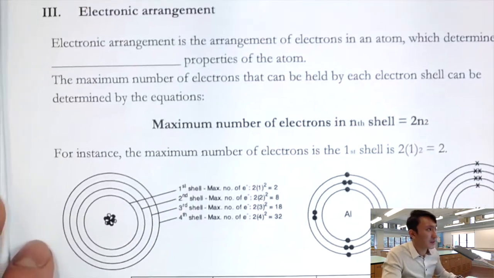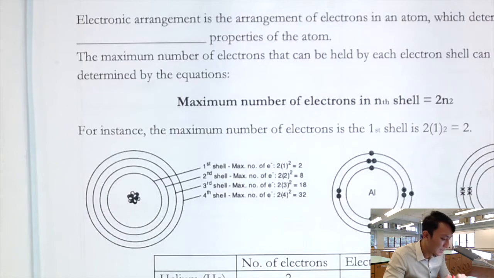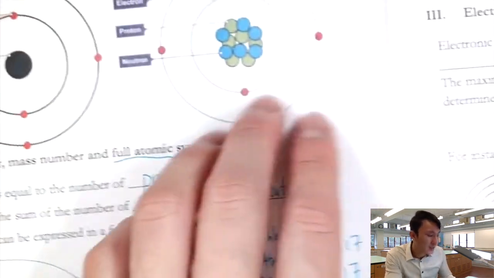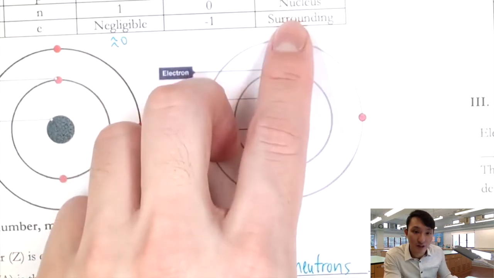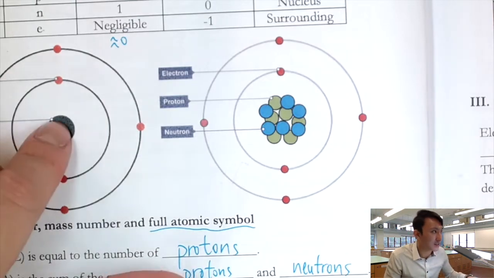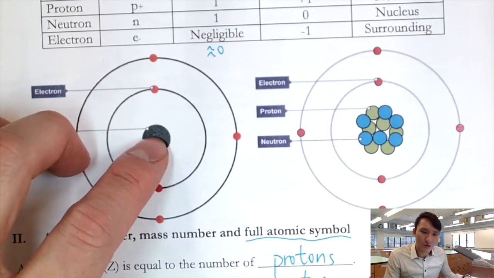Now the next thing we're going to do is talk about the electronic arrangement. So the idea goes like this. Just now we said that the electrons are in the surrounding, right? They're moving in the surrounding. The question is, surrounding is quite vague, right? It's quite ambiguous. The nucleus is at the center, so what about the electrons in the surrounding?